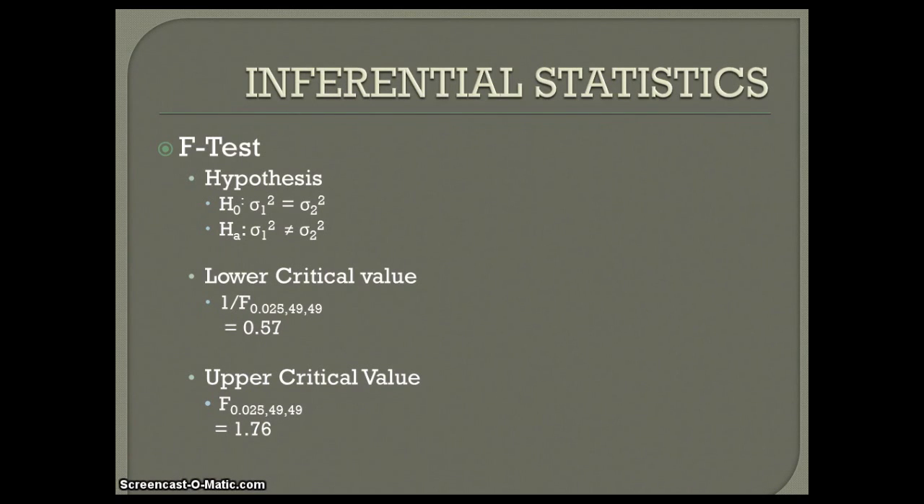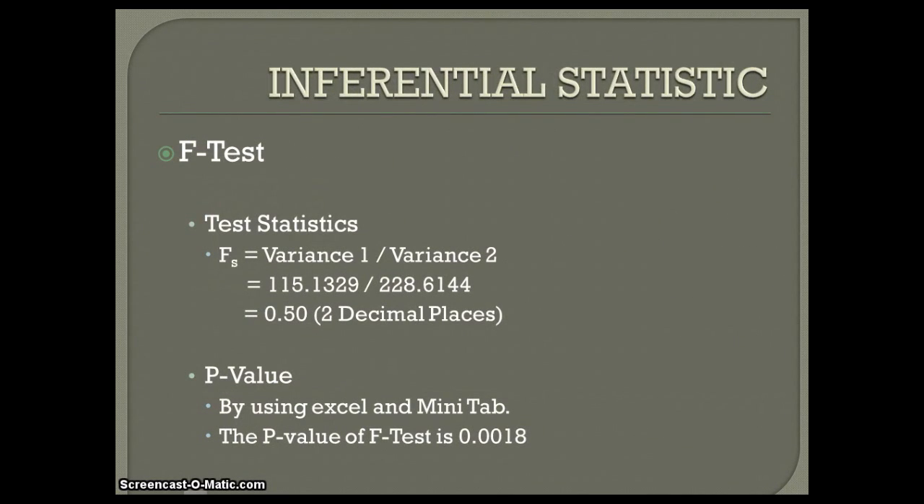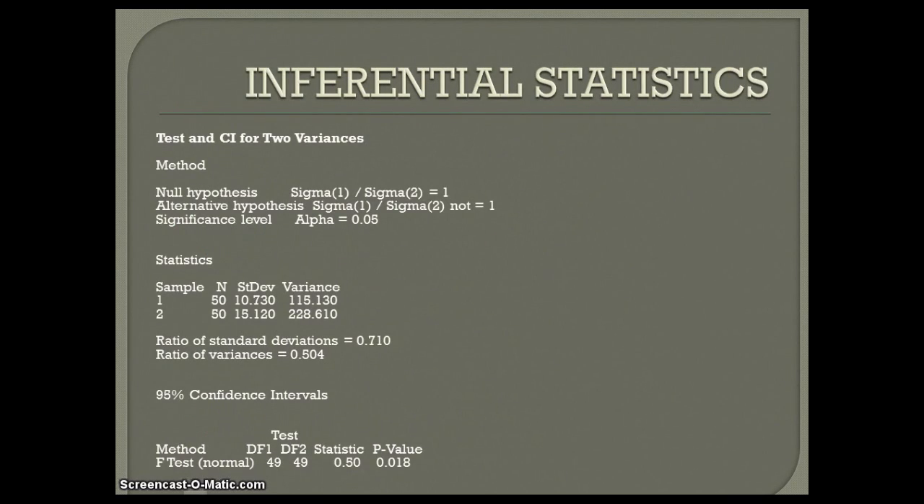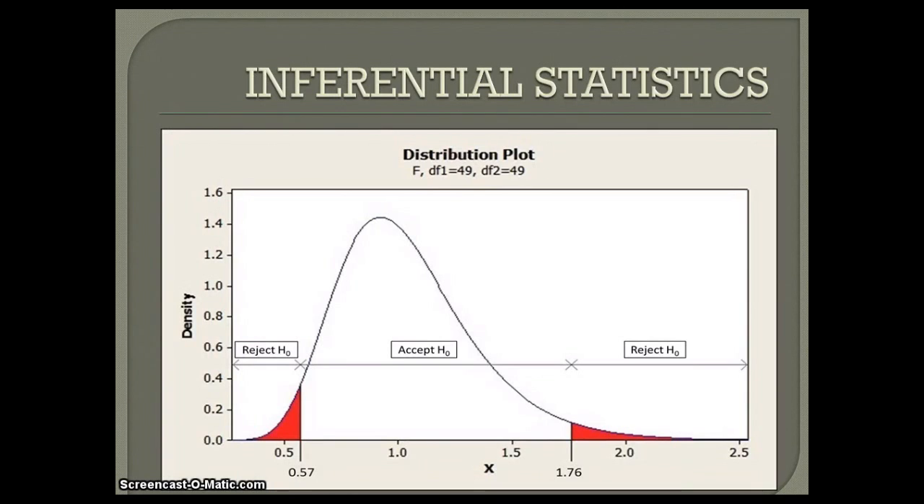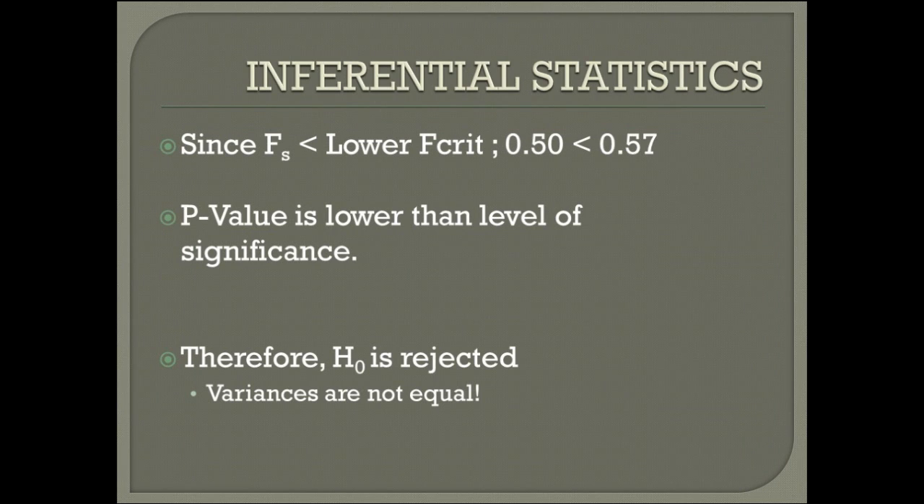Lower critical value is 0.57. Upper critical value is 1.76. The F-test statistic is 0.50 and the p-value is 0.0018. This is our F-statistic data from Minitab. This is our two-tailed F distribution plot showing the critical region. If H0 falls within the critical region, it is rejected. Therefore, since Fs is smaller than the lower critical value and the p-value is smaller than the level of significance, H0 is rejected. The test is significant. This means that variance 1 is not equal to variance 2.